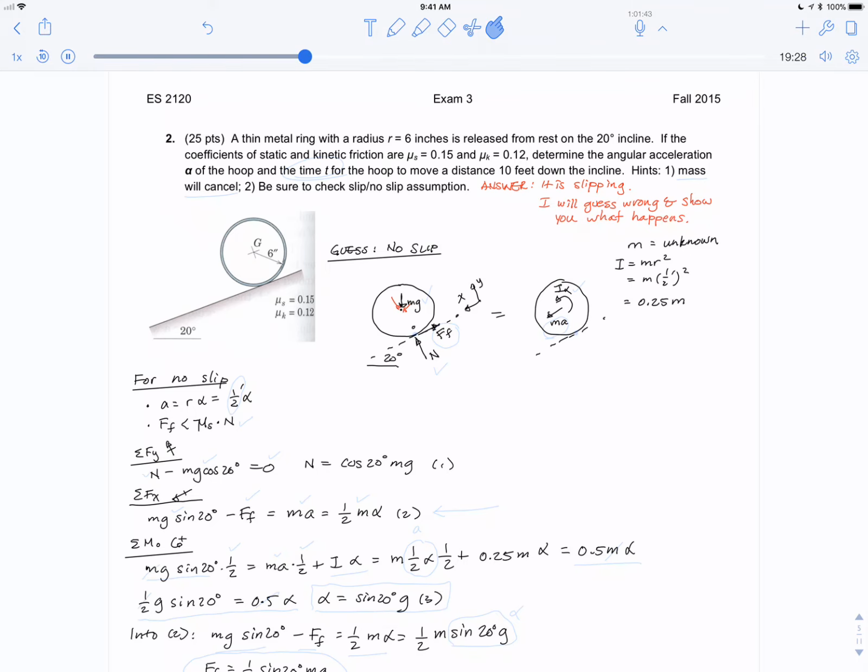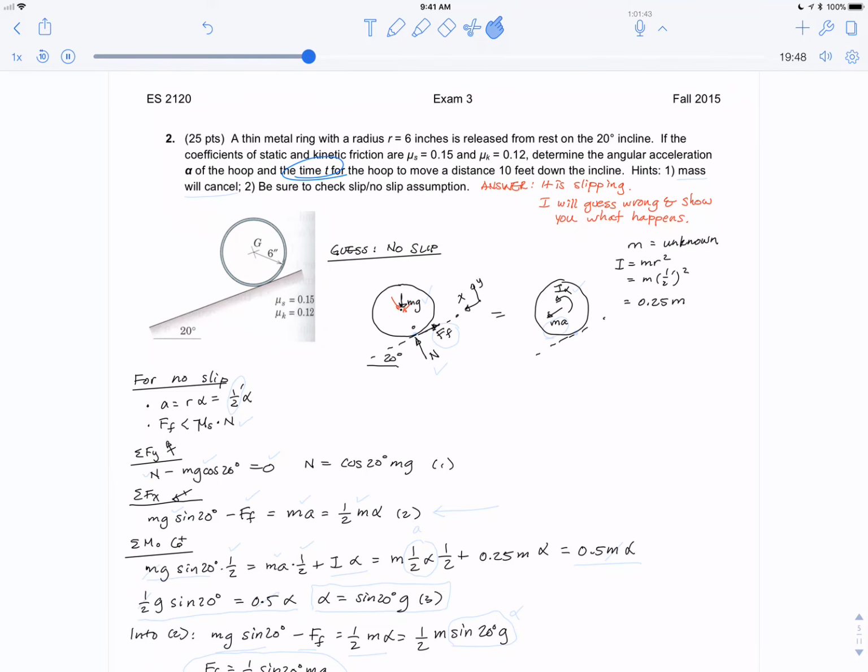And it occurs to me that on a test, I'm not going to say, oh, this is the energy problem, and oh, this is the F equals ma problem. And so when you read these things, and you see something like the time t for the hoop to move a distance of 10 feet.